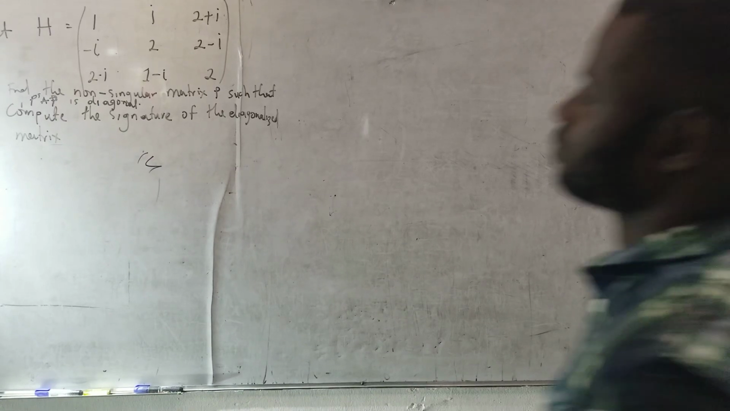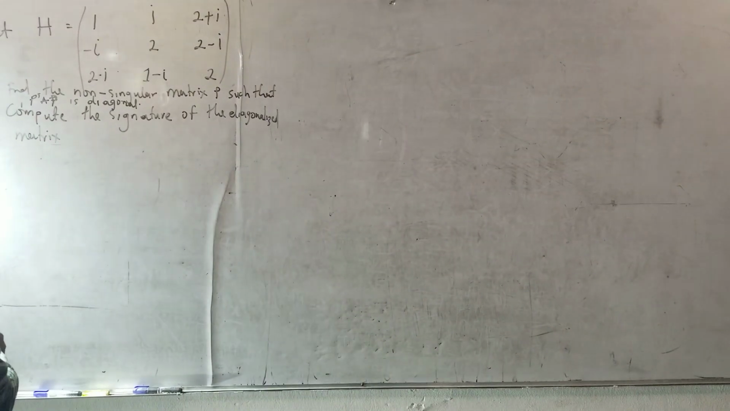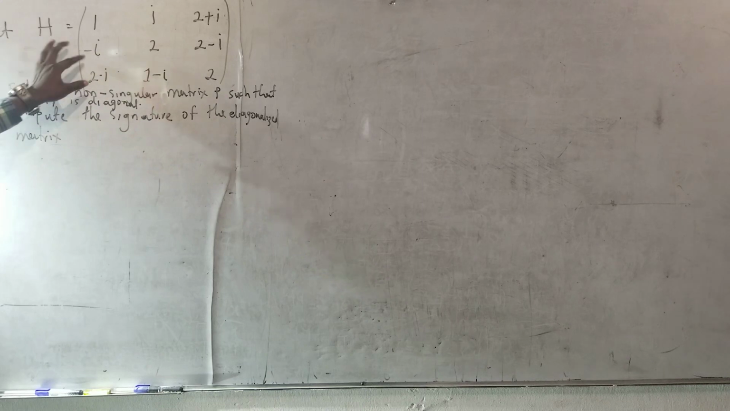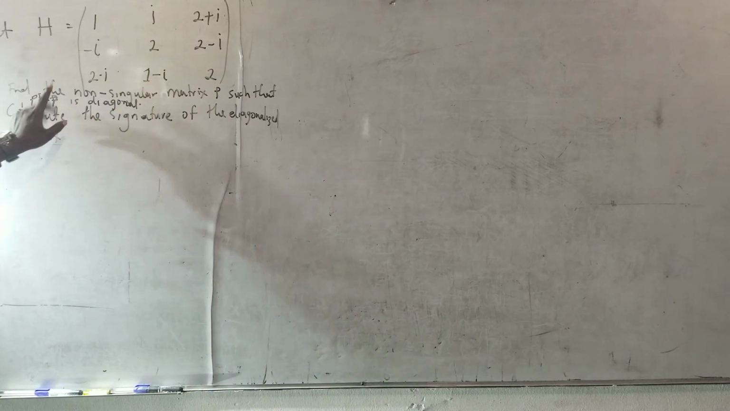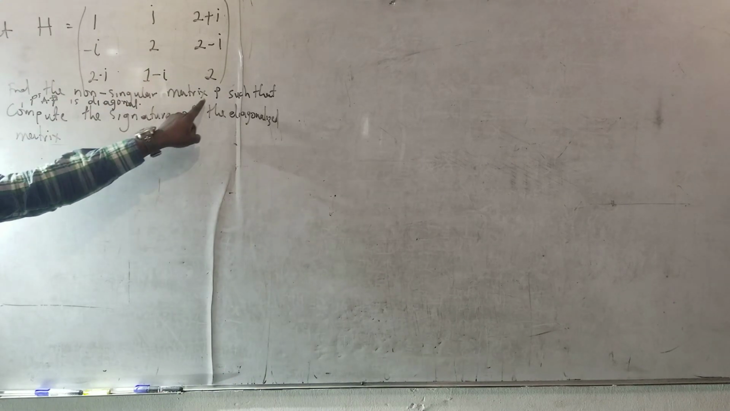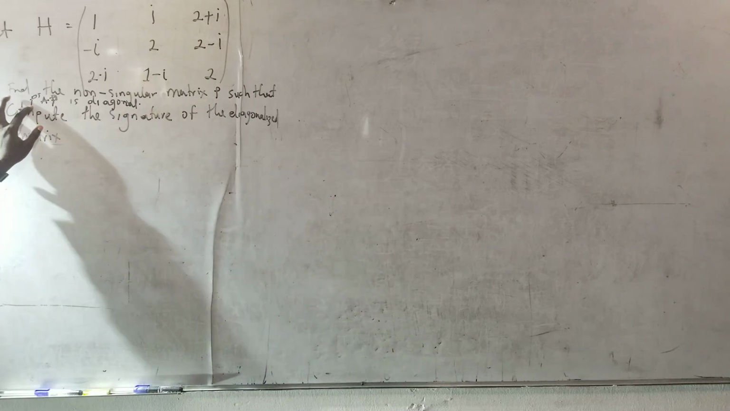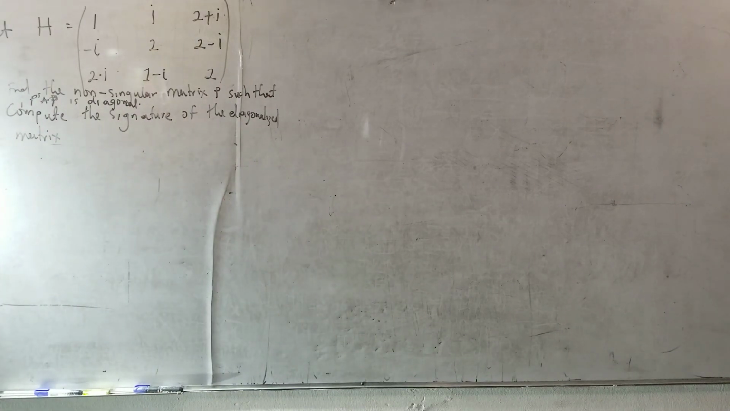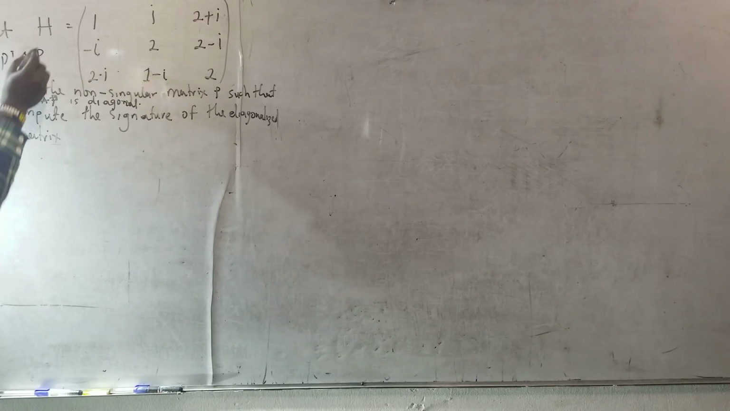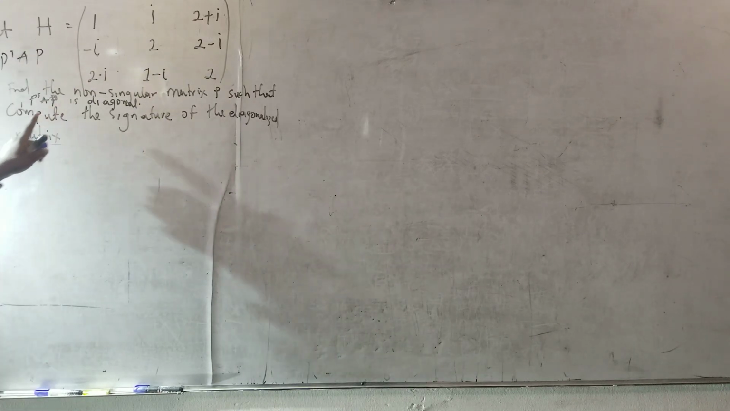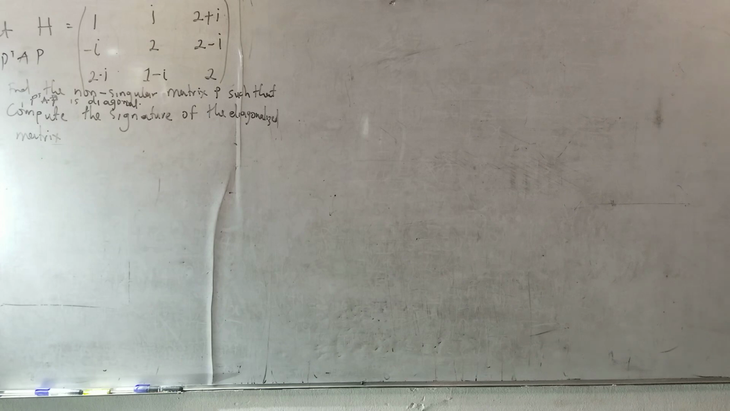Welcome. This is a question that somebody wrote. Let me read it out. Given the matrix A equals this, find the non-singular matrix P such that P transpose A P is diagonalized. I mean, diagonal.